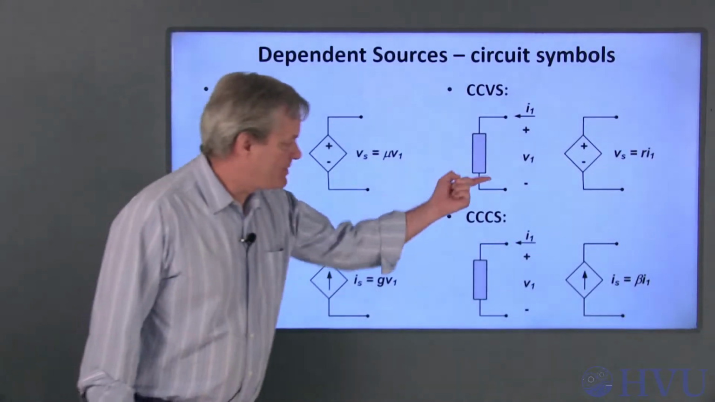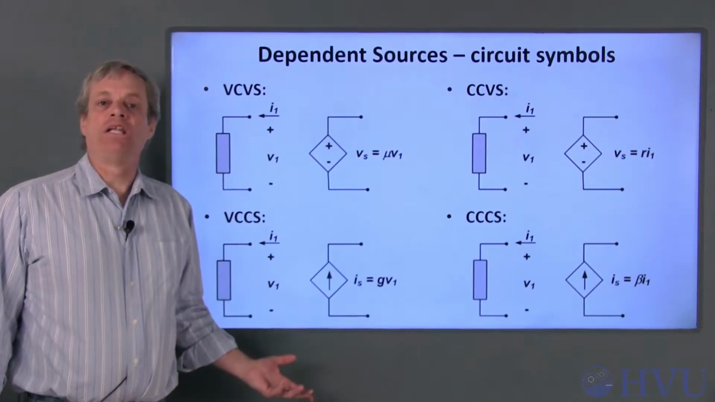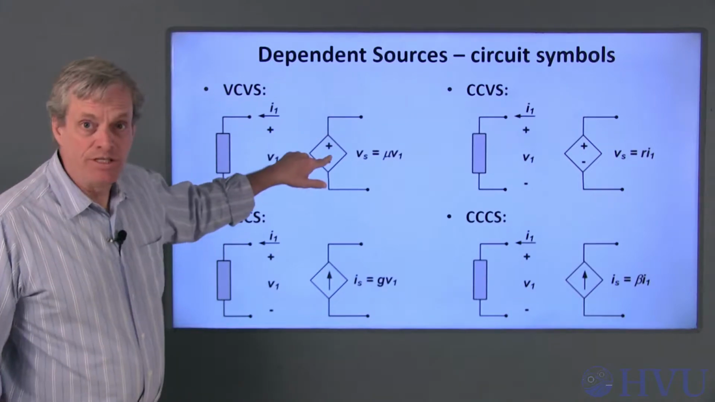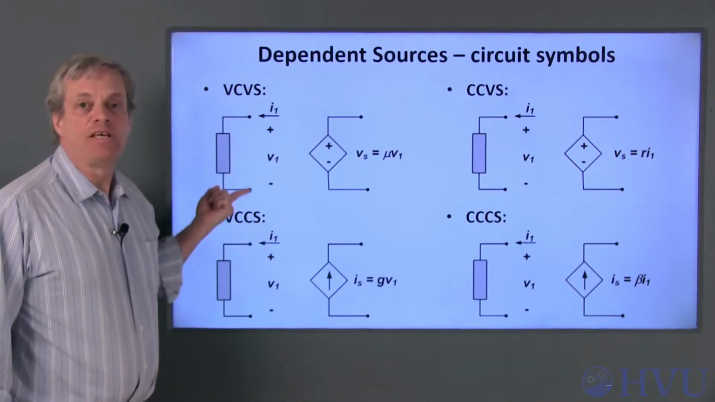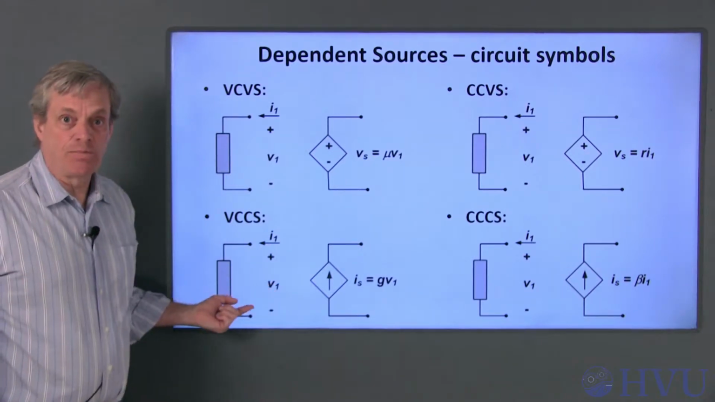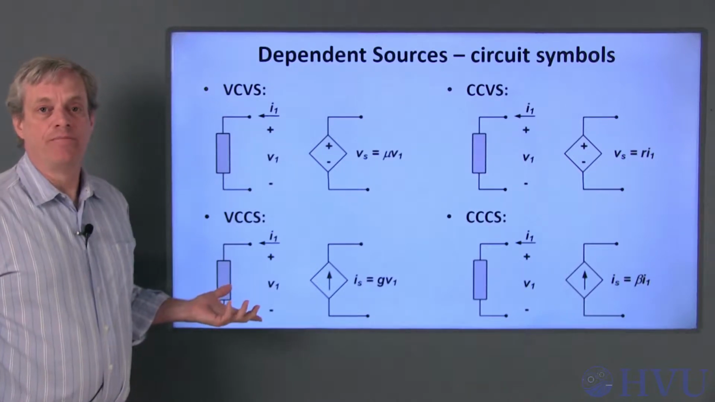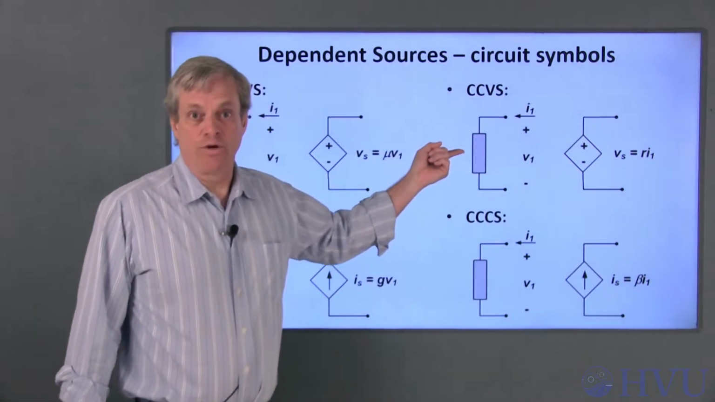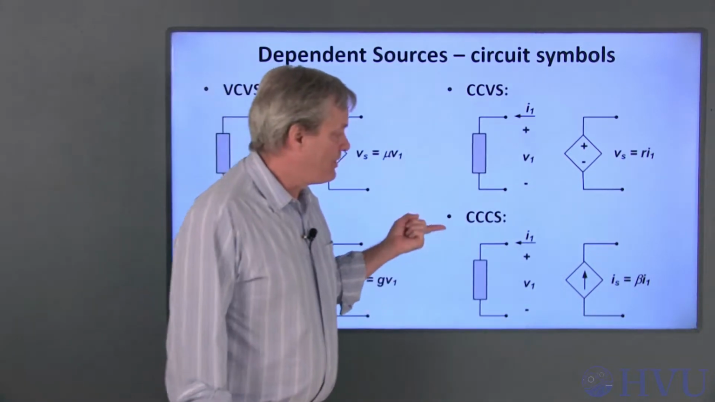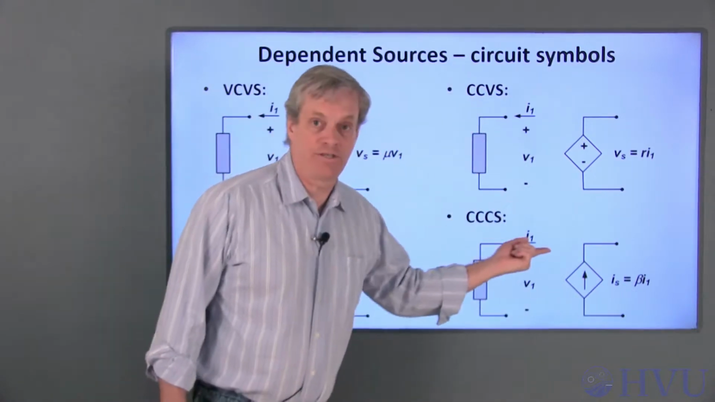Symbols for the four types of dependent sources are shown here. These dependent source models are all linear. A voltage-controlled voltage source outputs a voltage that equals some number times a voltage elsewhere in the circuit. A voltage-controlled current source provides a current that is proportional to a voltage elsewhere in the circuit. A current-controlled voltage source provides a voltage that's some number times a current elsewhere, and the current-controlled current source provides a current that's controlled by a current elsewhere in the circuit.